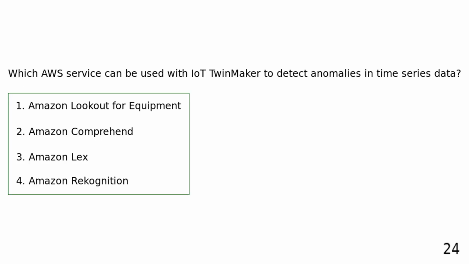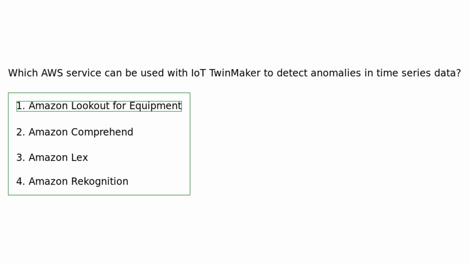Which AWS service can be used with IoT TwinMaker to detect anomalies in time series data? Amazon Lookout for Equipment. Amazon Comprehend. Amazon Lex. Amazon Rekognition. Amazon Lookout for Equipment can be used with AWS IoT TwinMaker to detect anomalies in time series data from industrial equipment, helping to identify potential issues before they lead to failures.